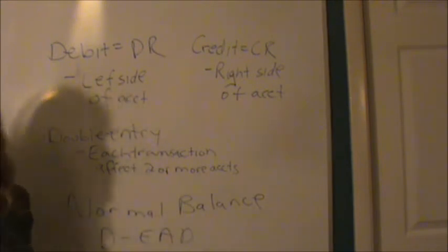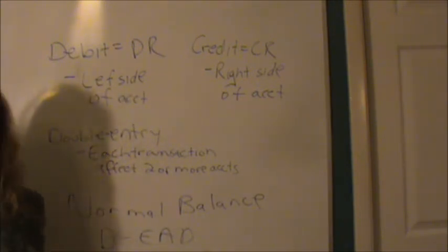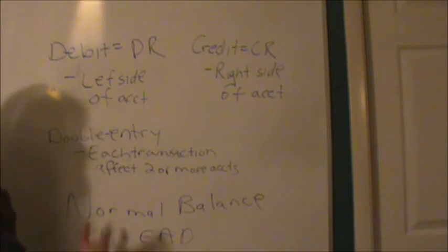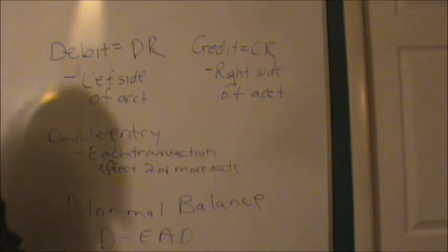This is really important. What you're doing in the recording process is, first of all, you're analyzing transactions to see how they are going to affect the accounts. Then you're going to go ahead and enter those transactions in the journal. And now what you do is you transfer from the journal to the ledger. So that's the recording process.